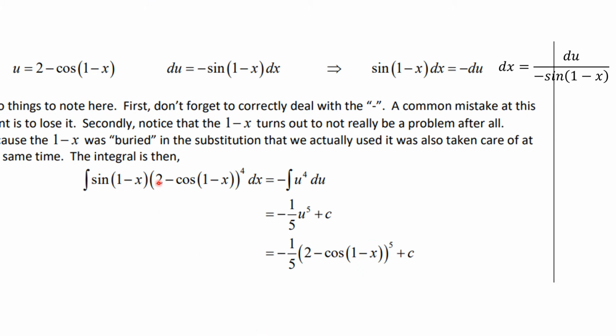So here is our problem. u equals 2 minus cosine(1 minus x). du equals minus sine(1 minus x) dx, so dx equals du over minus sine(1 minus x). Doing the substitution, magic happens: the sine(1 minus x) cancels, and I get minus the indefinite integral of u to the fourth du. It's going to be minus 1/5 u to the fifth plus c, and I back substitute, and that is our final answer.